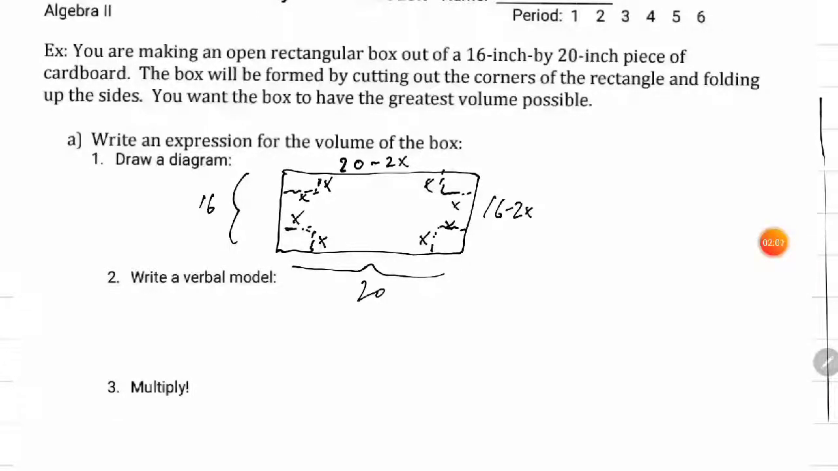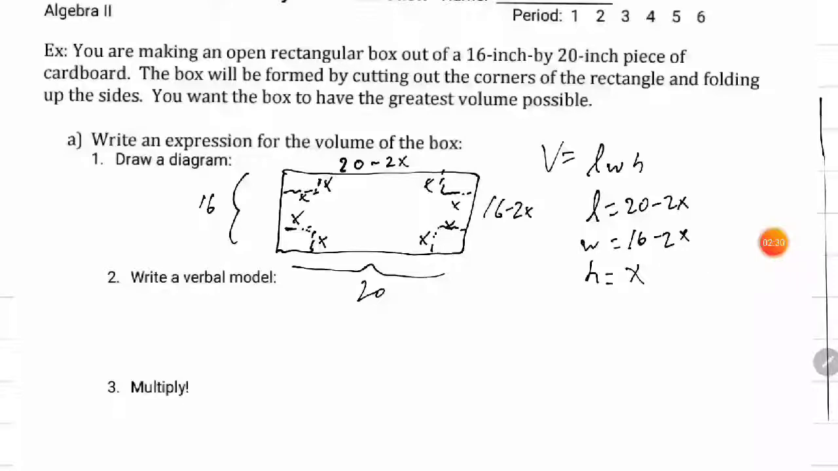So, volume is length times width times height, if you remember from your geometry. Length, in this case, is 20 minus 2x. Or you could have had width be that. Doesn't matter. But our height is going to be our little squares, which are x.